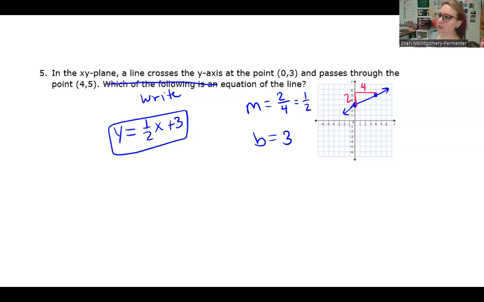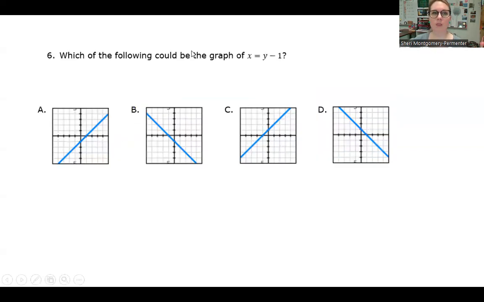Are we good with the front? On the back, it says, which of the following could be the graph of x is equal to y minus 1? Have we done any x equals equations? No. How does it always start out when it's the equation of a line?